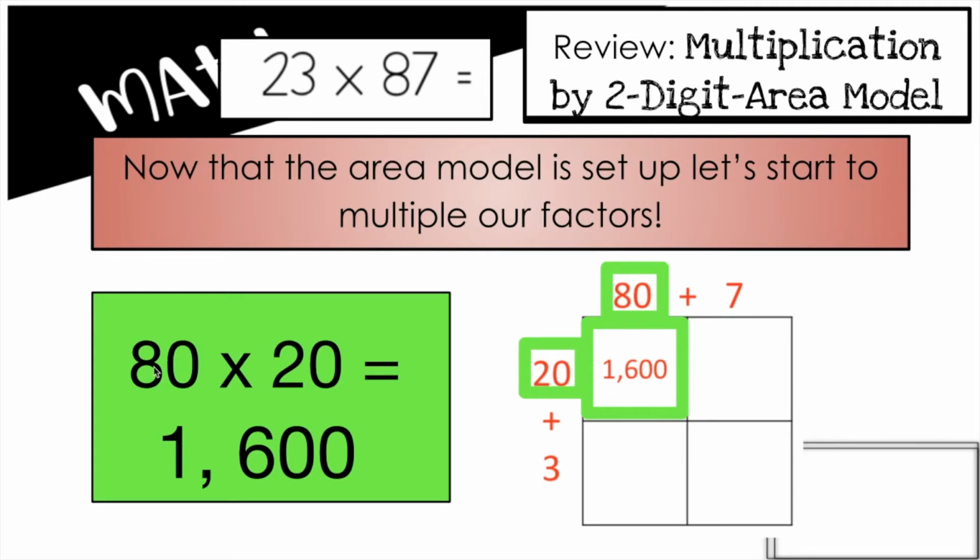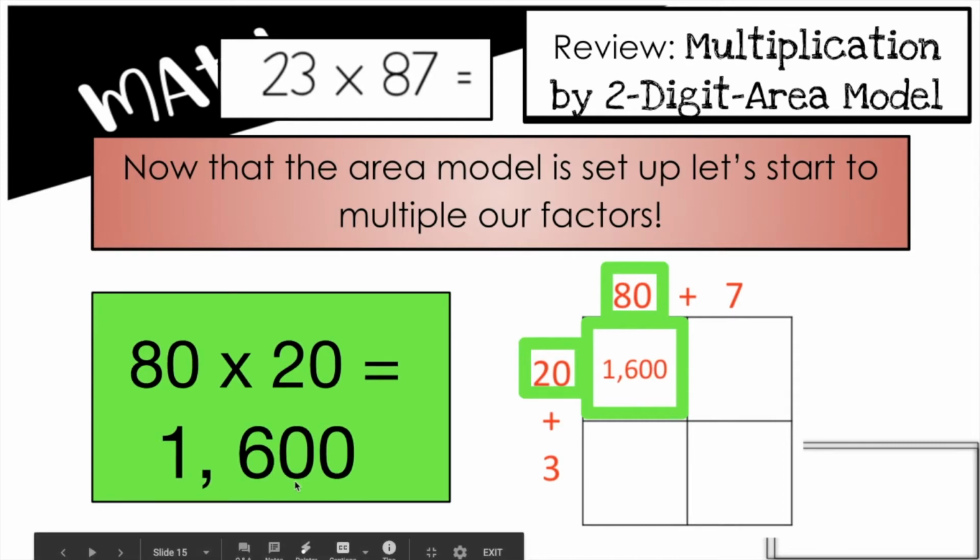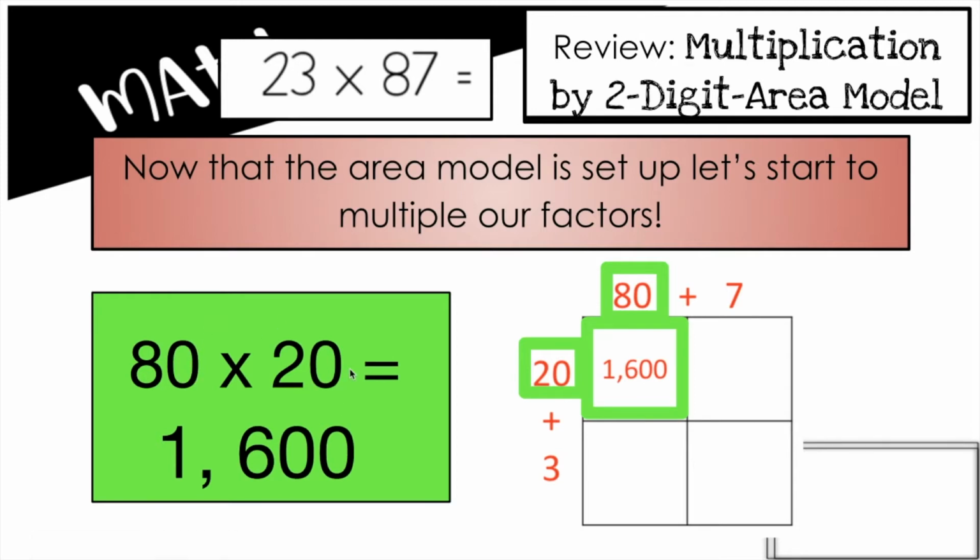If you wrote 8 tens times 2 tens, and you multiplied that, you would get 16 hundreds, because you had tens times tens, which is where you guys get that zero idea, and you end up with 16 hundreds. And 16 hundreds is 1,600.